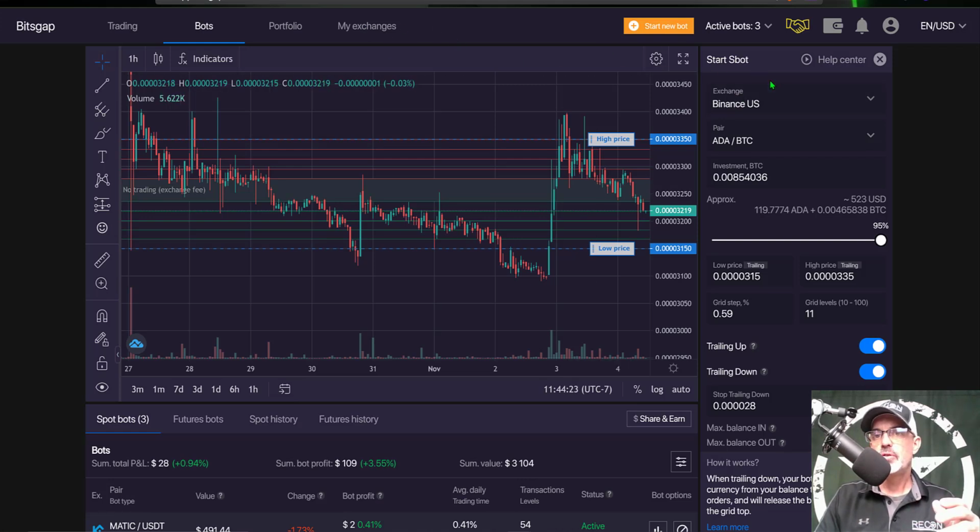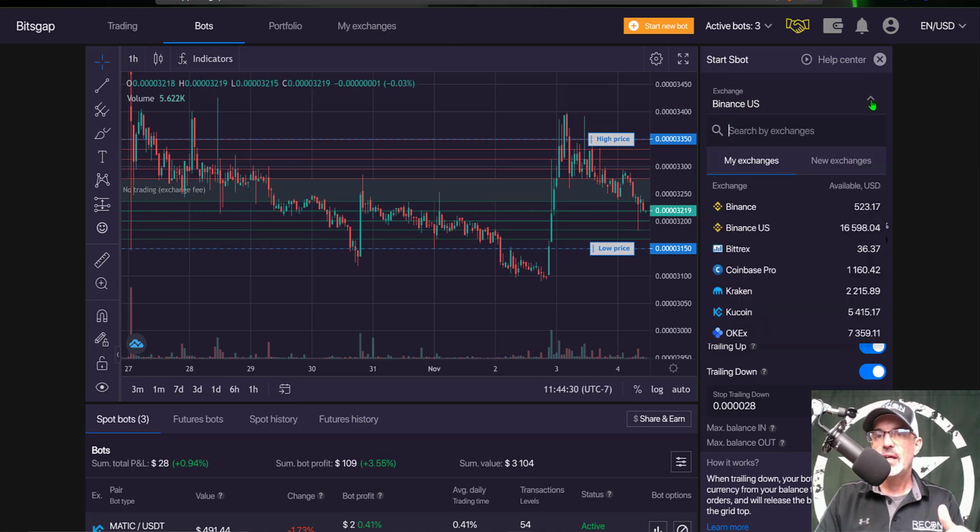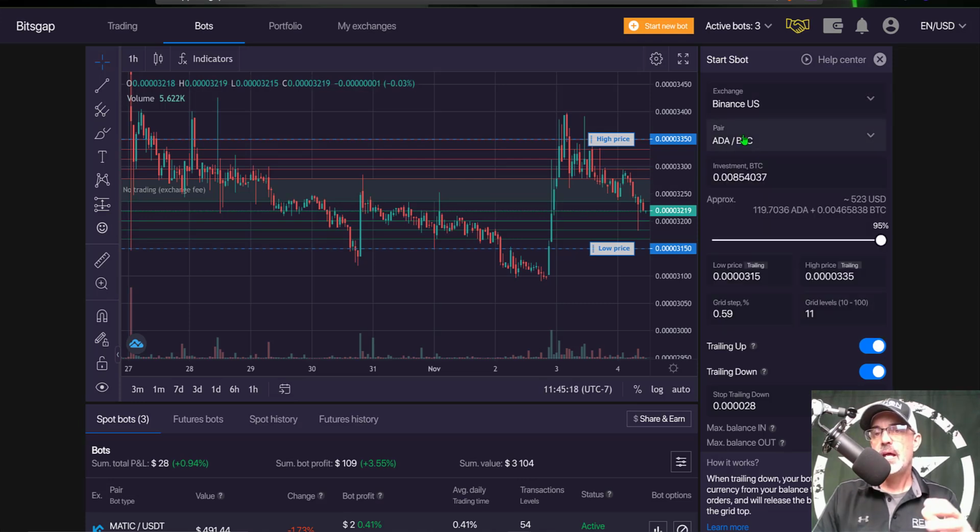And if I jump over here to the bot configuration part of the dashboard, you can see Exchange. I give that a click, and these are the exchanges I currently have connected. And in this case, I will be using Binance US for my exchange. And I guess I should point out, if you don't see the bot configuration parameters over here, just click on Start New Bot, and they will pop up right over here on the right-hand side of the screen.